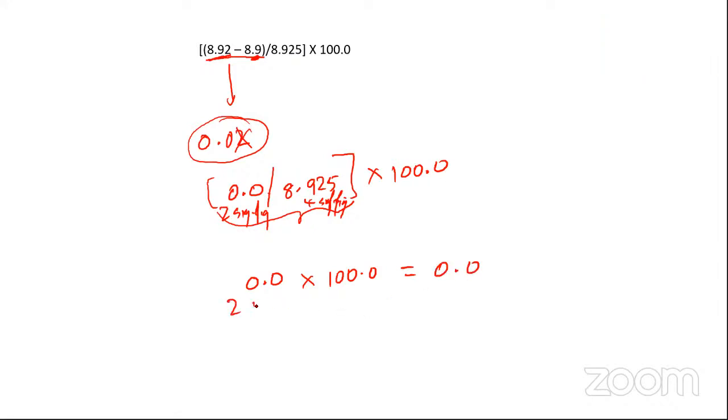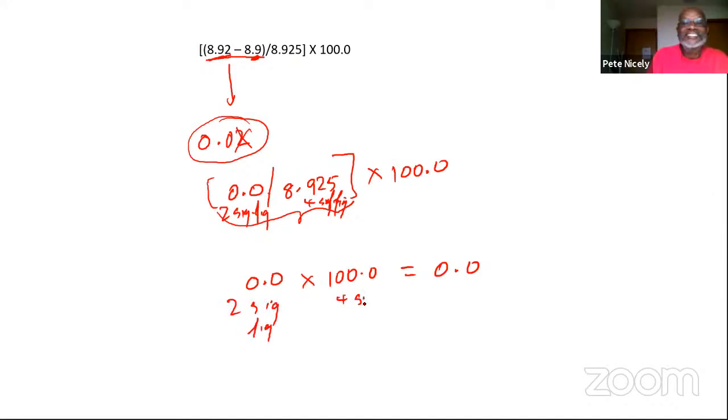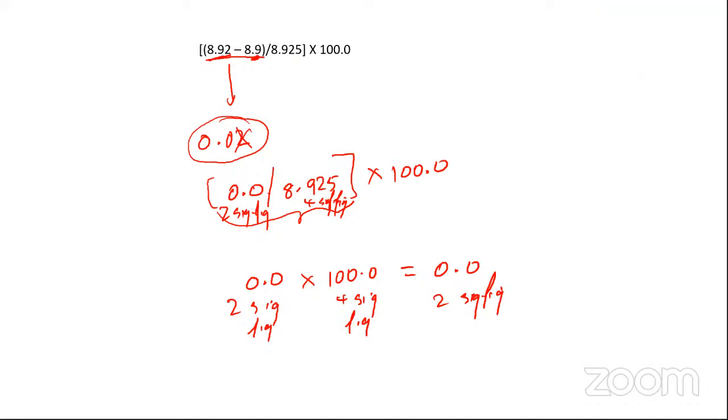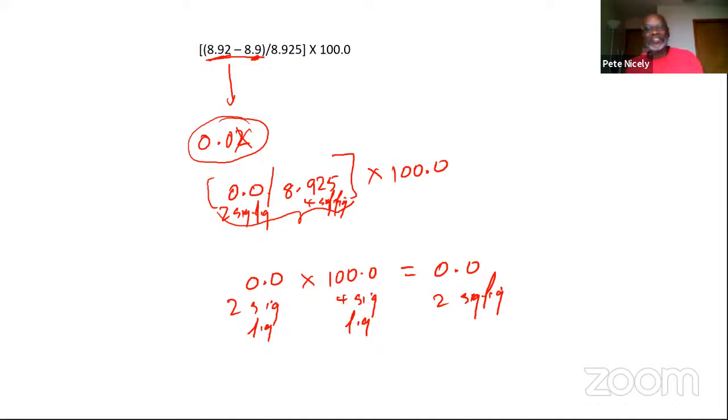Because again, you have 2 sig figs here and 4 sig figs here. So your final answer must be rounded off to 2 sig figs. So you have to be careful, folks. I understand that you can do the arithmetic part, but you have to take into account the extent to which you round off at each stage, all right? So the final answer here would be 0.0.